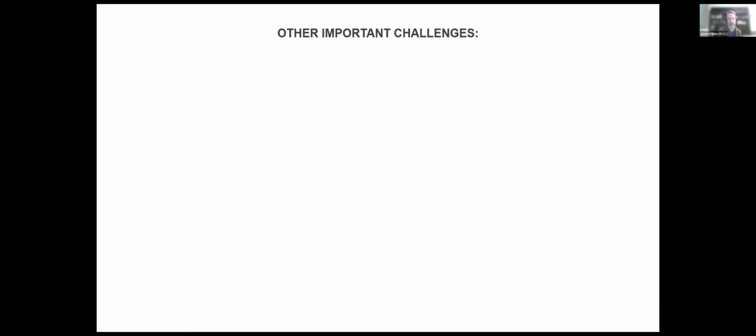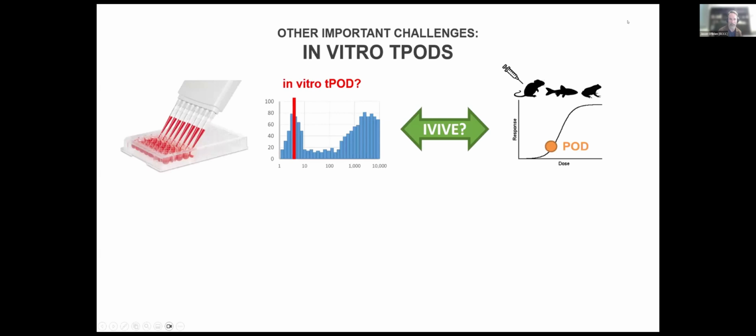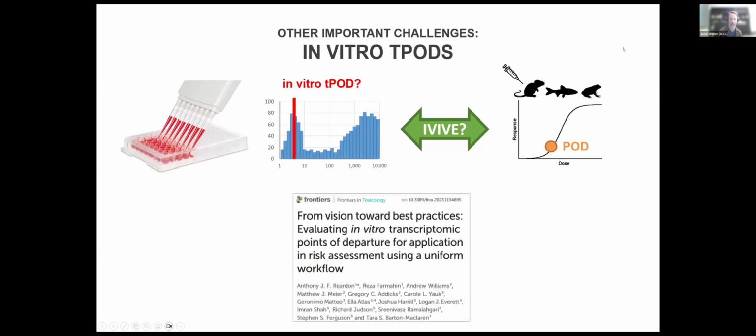Now, there are some other challenges that are still outstanding. I don't have a whole lot of time to talk about them, but I thought I'd bring them to your attention a little bit. There's a strong desire to bring this technology to in vitro analysis, but this will involve some in vitro to in vivo extrapolation and some other complications that come along with that. And though I don't have time to talk about it in detail, I would highly recommend you check out this paper from Anthony Reardon from Health Canada, where they discuss a vision towards best practices of using in vitro for risk assessment.